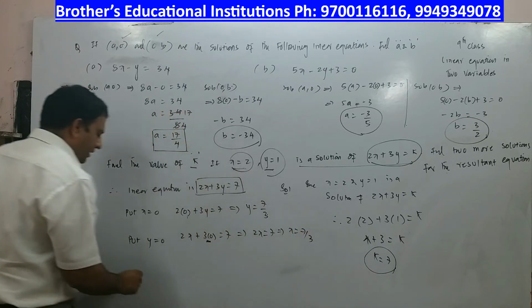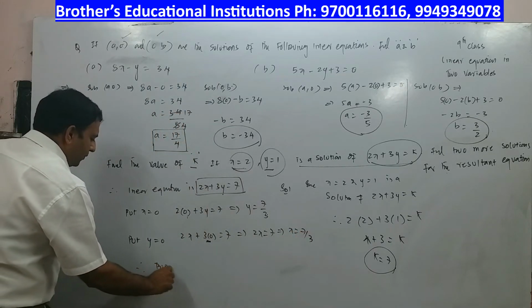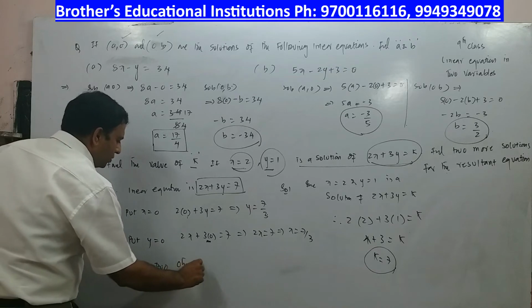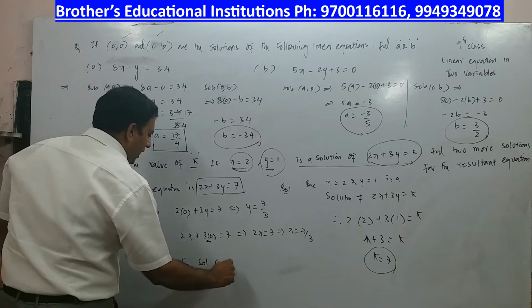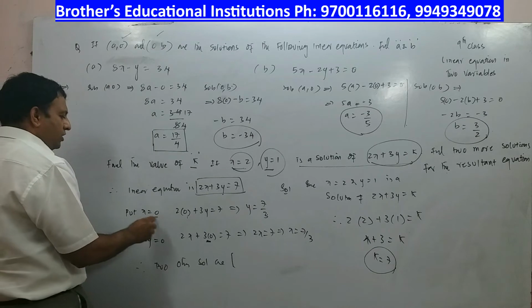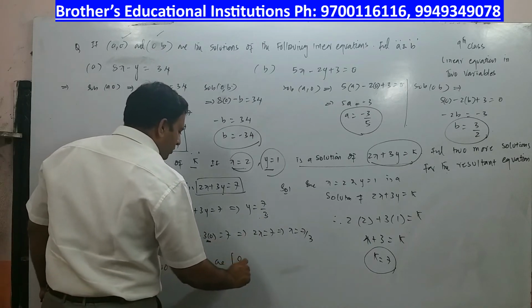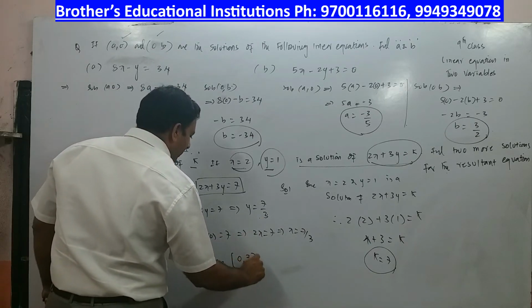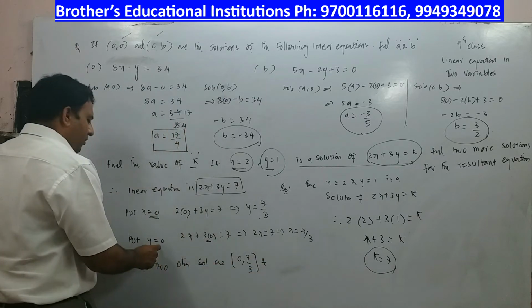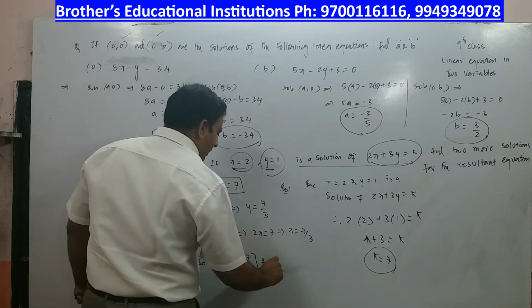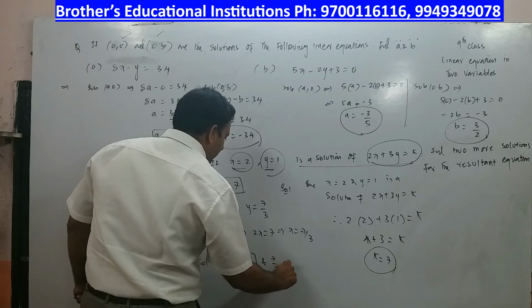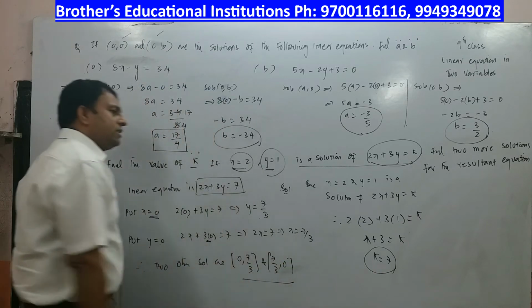Now I will write therefore the two other solutions are, now first solution, when x is 0, what is y value? 7 by 3. So 0 comma 7 by 3. And now y is 0 and x is 7 by 3. So it is 7 by 3 comma 0. So these are the two additional solutions.